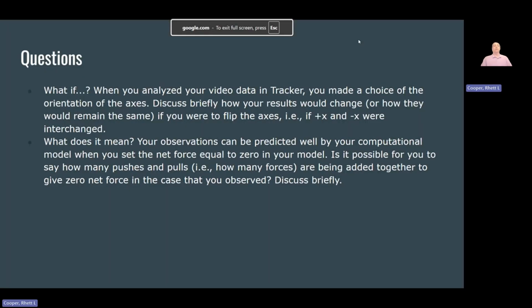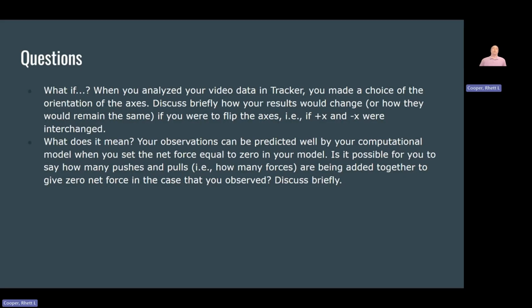So for our questions, our first question is asking: when you analyze your video in the tracker, you made a choice of orientation, and what would happen if we were to flip the axes? If we were measuring the Y or Z axis as opposed to the X that we were measuring, there wouldn't be any change at all because we're only moving along the one axis. And if we were to flip the positive and negative of the x-axis, that would simply invert the sign of our slope, thus making the position go down over time instead of up over time.